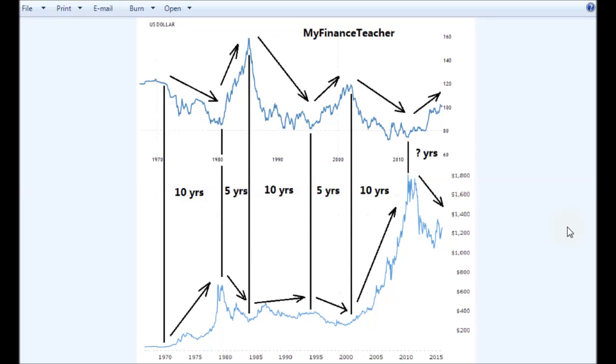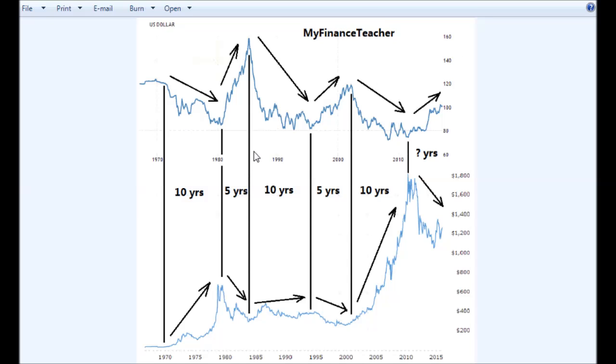Today is 13th of April 2017, and today I would like to talk about gold in a really long-term perspective. In front of us is a chart of dollar index, the value of the US dollar, and the gold price over the last 50 years. The top part of this chart is the value of the US dollar.